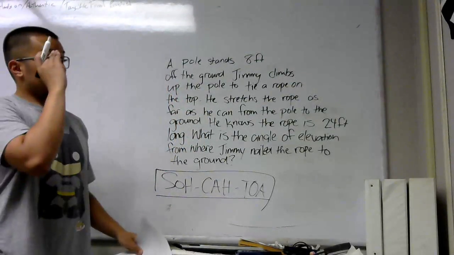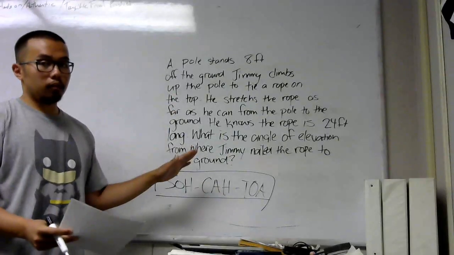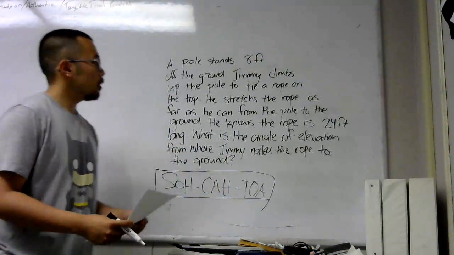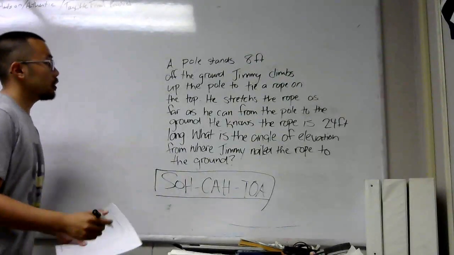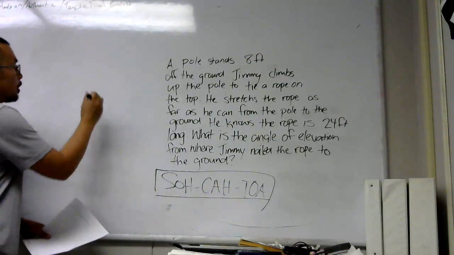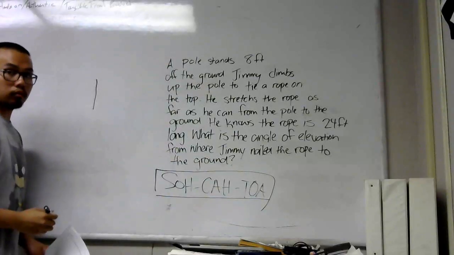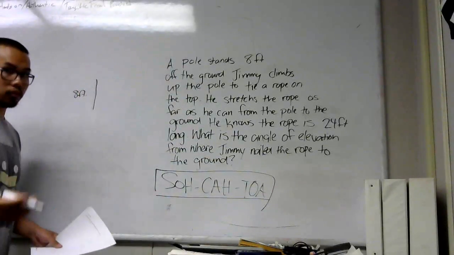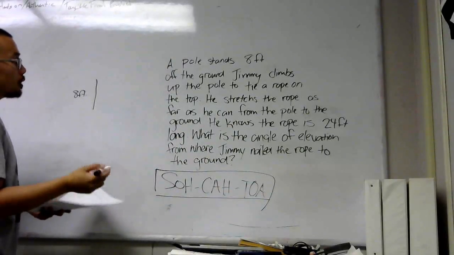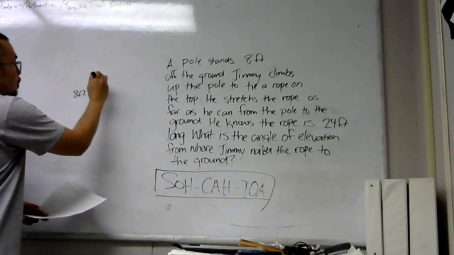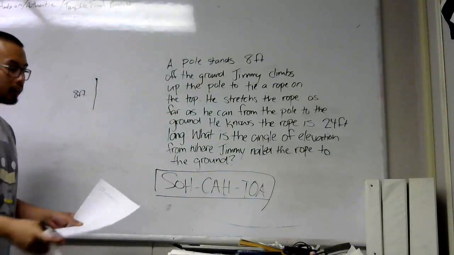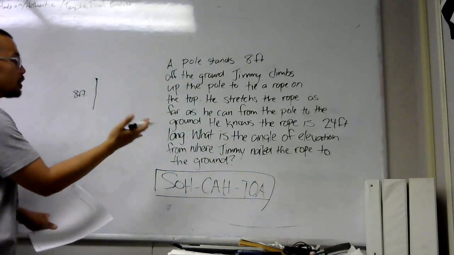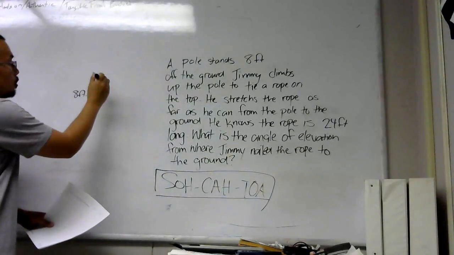Now we're going to read it again, but as we read it, we're going to slow down and write down the pieces of information. So we'll start off with a pole stands 8 feet from the ground. There's a pole, just one pole, 8 feet. That's all we know so far. Jimmy climbs up the pole and ties a rope. So there's a little rope. He ties it. We don't know where he's pulling it yet. And he stretches the rope as far as he can from the top of the pole to the ground.